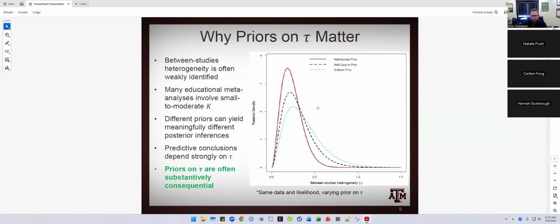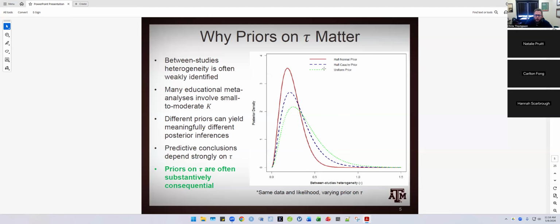And so we see that oftentimes it can be the case that the information about tau itself is not well identified, right? This is especially the case, or can be the case, if you have a number of studies that is on the smaller end. There's just not a lot of information that is collected, or it's not rich enough to really formulate a true known prior for it.